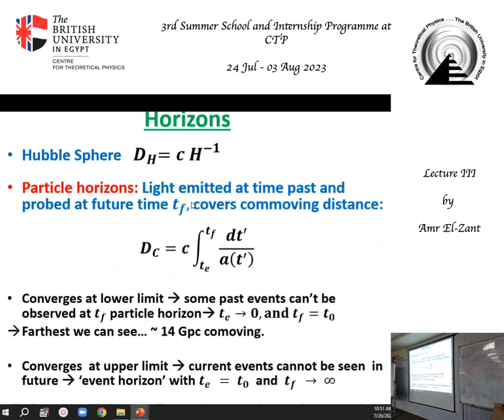Now, if you calculate it, it's about 14 gigaparsec co-moving. This is much more, about 3.5 times more, than the time in light years because of the expansion. So this is in co-moving distances. So why is it not 13 giga light years? No, it's not. It's 3 times, but it's not much more.